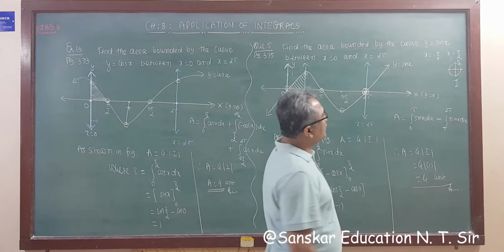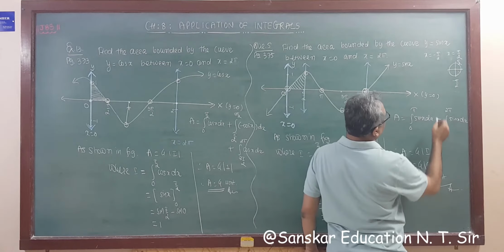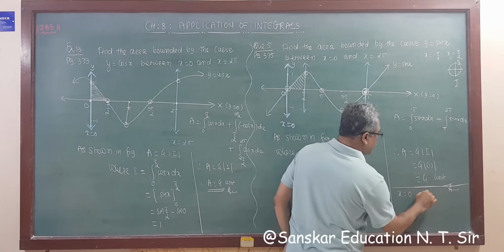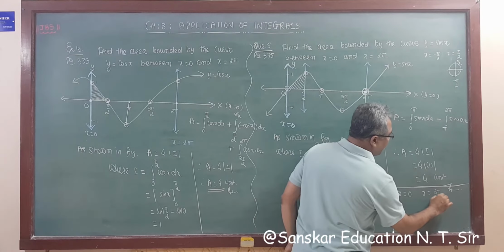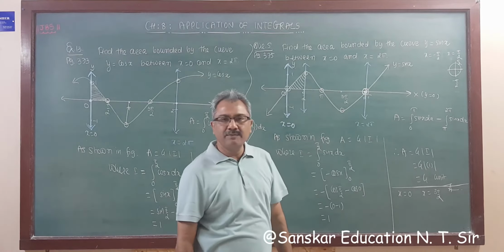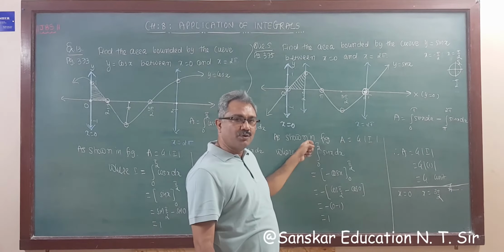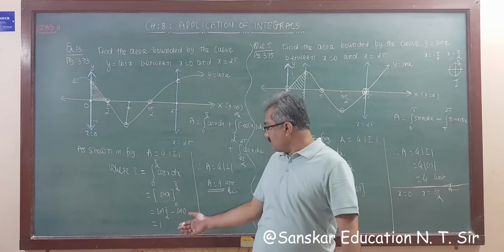Got it? Suppose the limit given is, I am writing here, x is 0 to x is equal to 3 pi by 2. So how many quadrants are involved here? 3 quadrants. And you know in the first quadrant, 0 to pi by 2, sin x is 1 as well as cos x also 1.